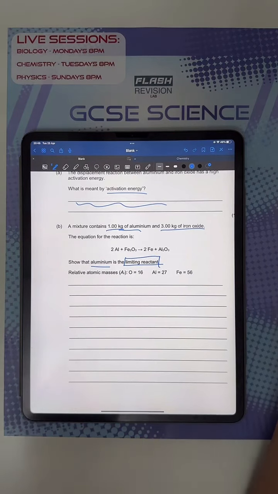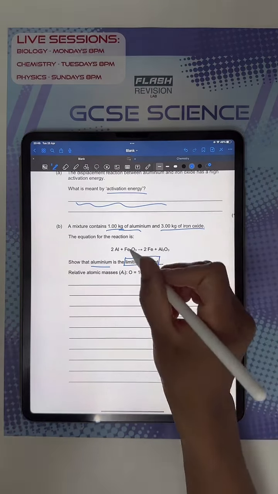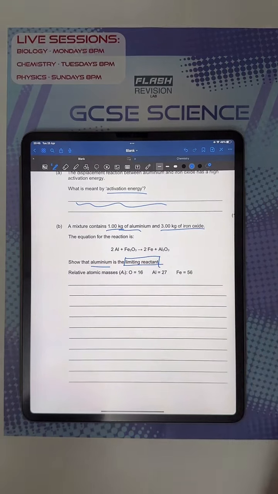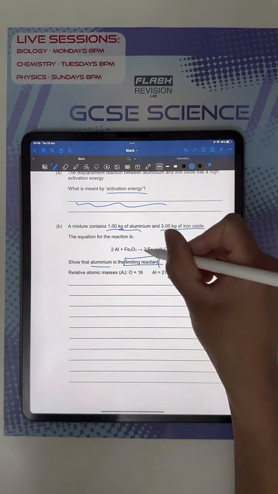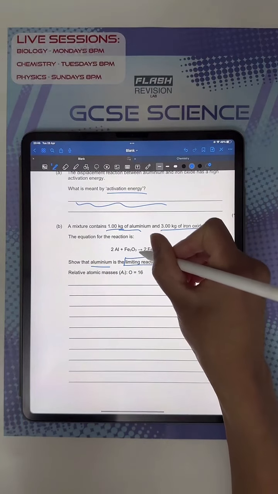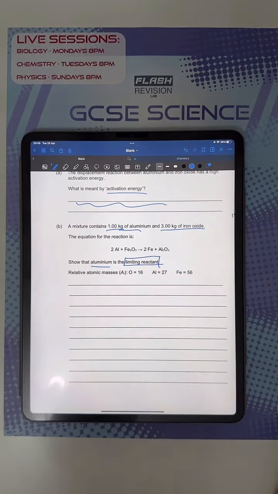So another way of saying that, yep, Oscar, you say iron oxide is in excess. In excess means you have extra of it. You have too much iron oxide, so not all of it's going to react. But for aluminium, all of it will react. So now the question is, how do we show aluminium is the limiting reactant? How do we show there's less of it? What do we need to do, guys? What do you think?